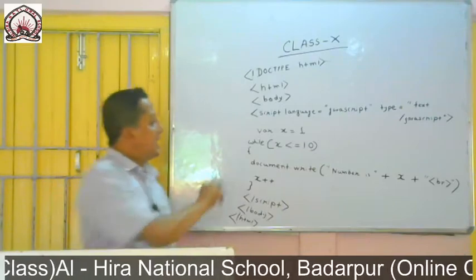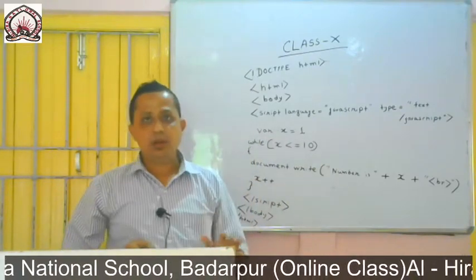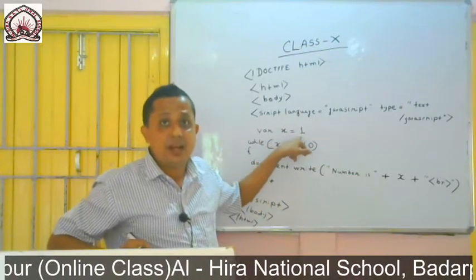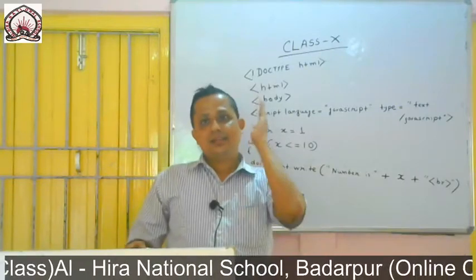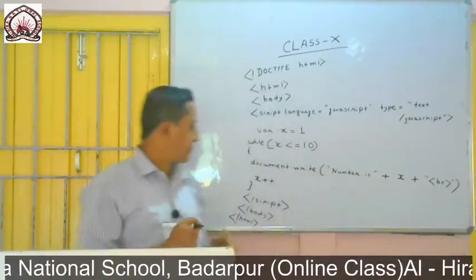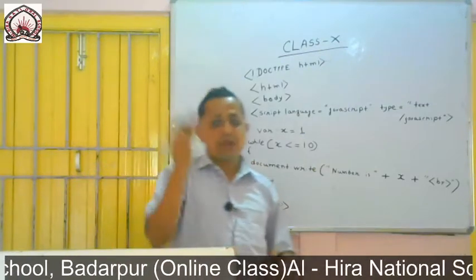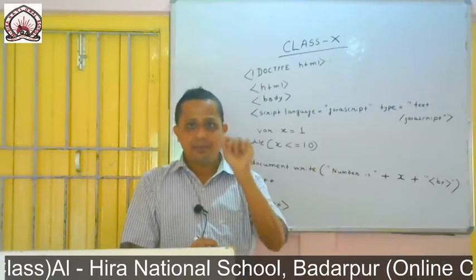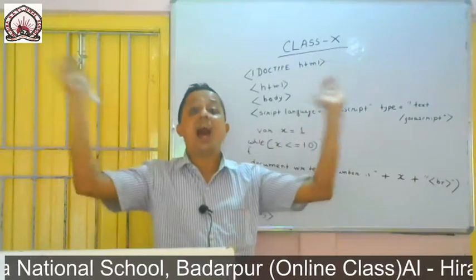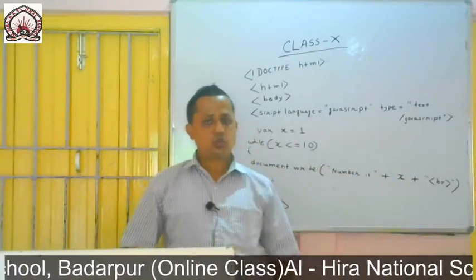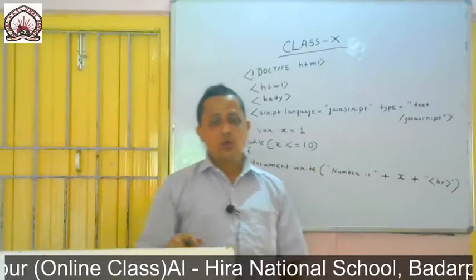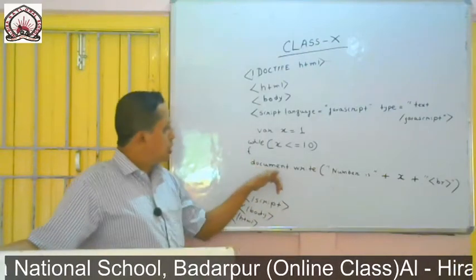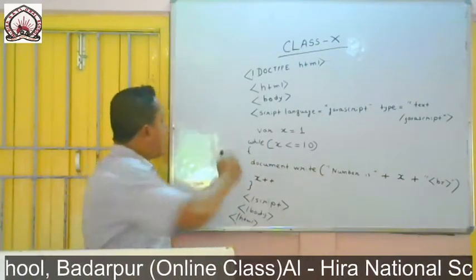Come from here. Here I have declared a variable. The name of the variable is x, and I initialize the variable at 1. This means the starting value of x is 1. And as I have discussed in my earlier class also, the document.write command is used to display the output. Whenever we want to display the output, we use the statement document.write. So document.write "Number is", the output will be like this.